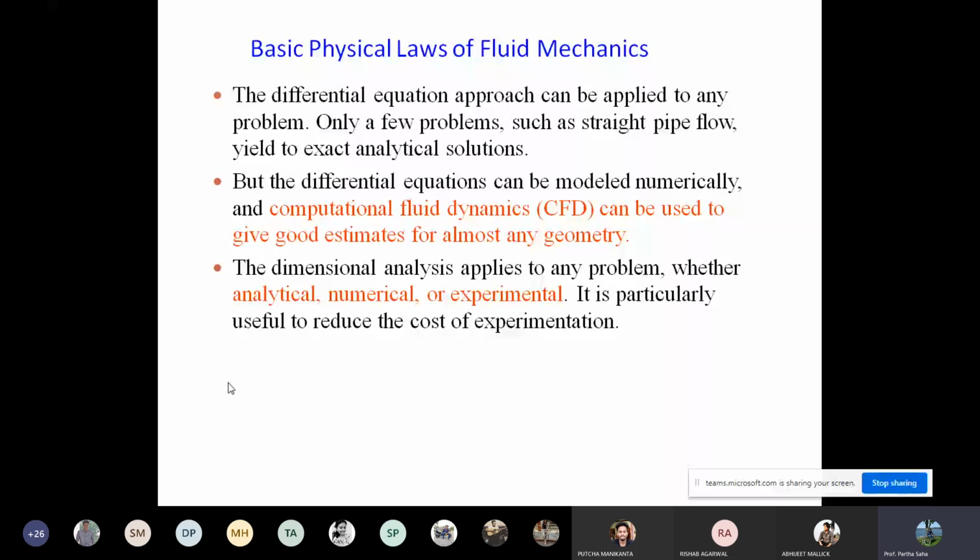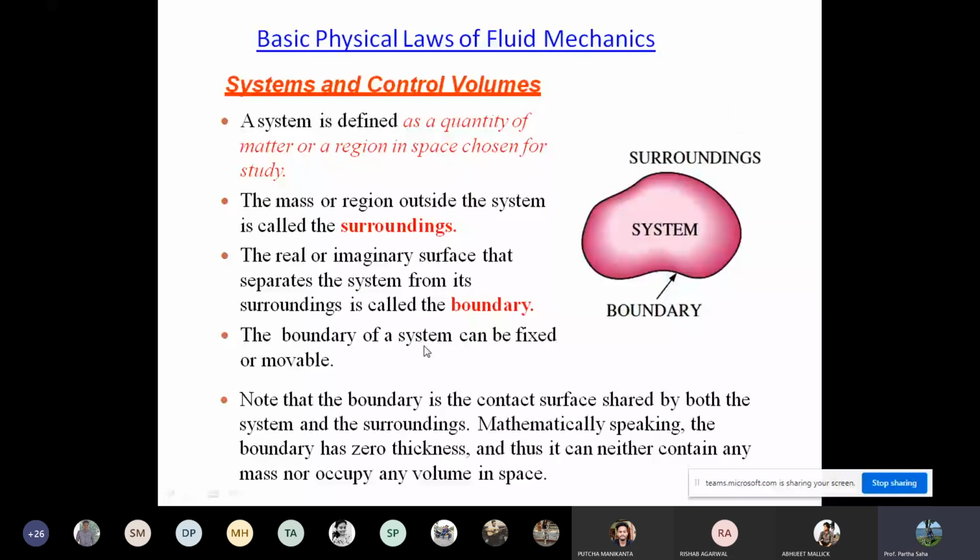So let us look into, in order to know the basic physical laws, what the system and control volume are. Because when you derive the continuity equation or Bernoulli's equation, you have to consider a system. So as you can see, your system is a confined geometry, a quantity of matter within which we are going to solve or calculate various parameters. The system and surrounding are demarcated by a boundary. The boundary is nothing but a real or imaginary barrier or surface that separates the system from the surrounding. The boundary is the contact surface shared by both the system and the surrounding.